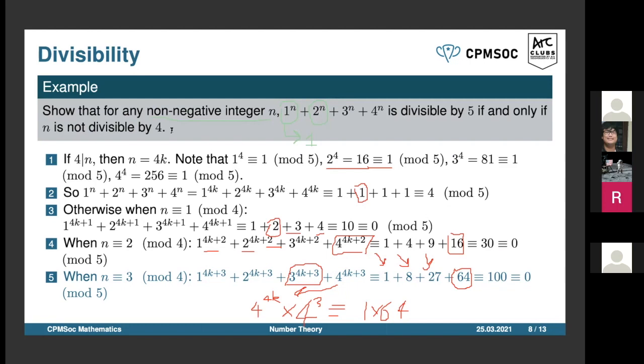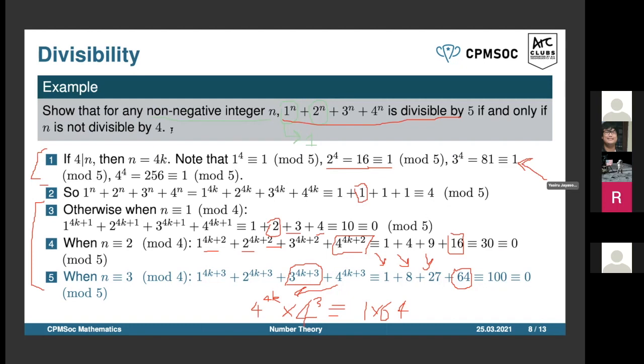So what we see is when n is not a multiple of 4, the expression is divisible by 5. So in these 3 cases, the expression is divisible by 5. But when n is a multiple of 4, we see that the expression is not divisible by 5. So that's enough to prove that this expression is divisible by 5 if and only if n is not divisible by 4.